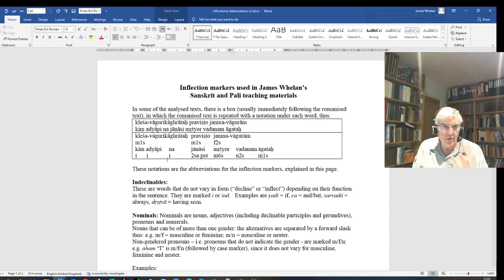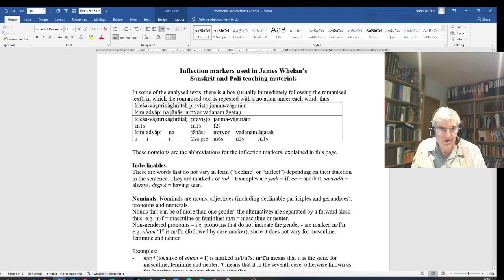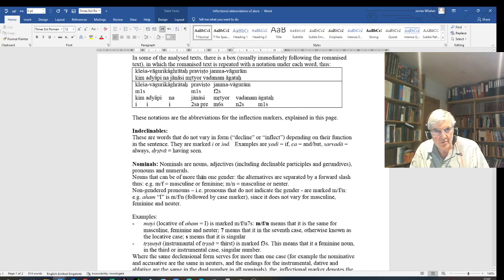So what the box is, the box with the romanization, the box with the notations, we've just been through that. Indeclinables, words that do not vary in form. You can use decline, or a broader word is inflect. When grammarians talk about a word inflecting, they mean that it changes its form depending on what we've just been looking at. If it's a verb, whether it's I, we, you, he, she, it, they, whether it's an active, passive, or middle verb.